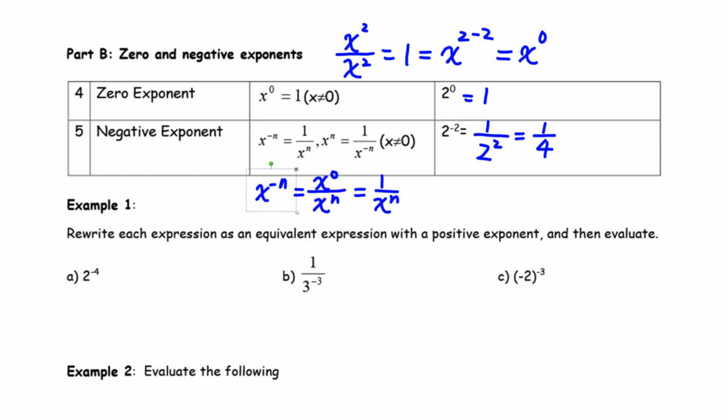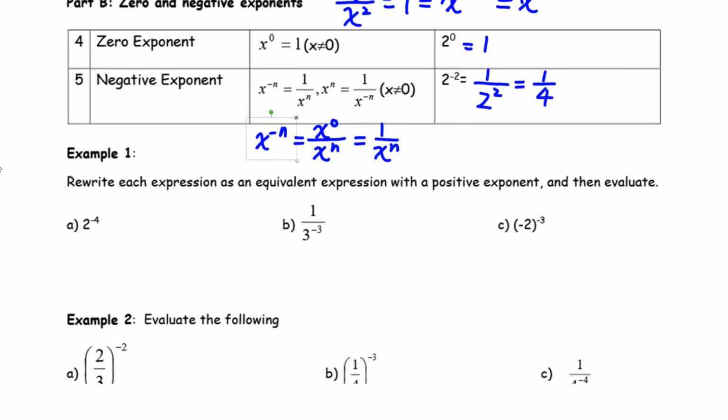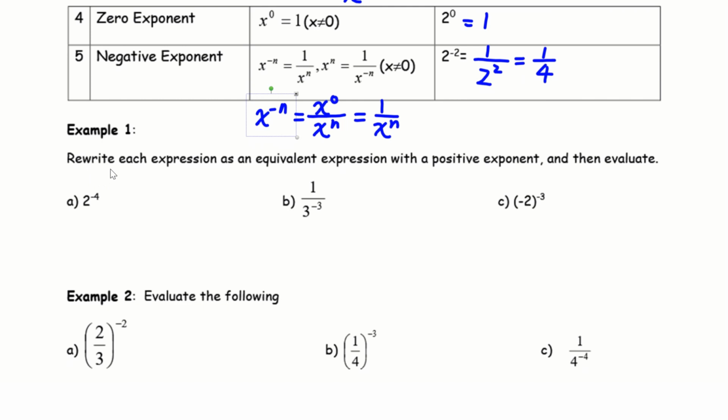The following is just practice on simplifying the expression, and we don't want to see negative exponents, so we want to change the negative exponent to a positive exponent. Then evaluate. Evaluate means you need to use your calculator to find the final answer.